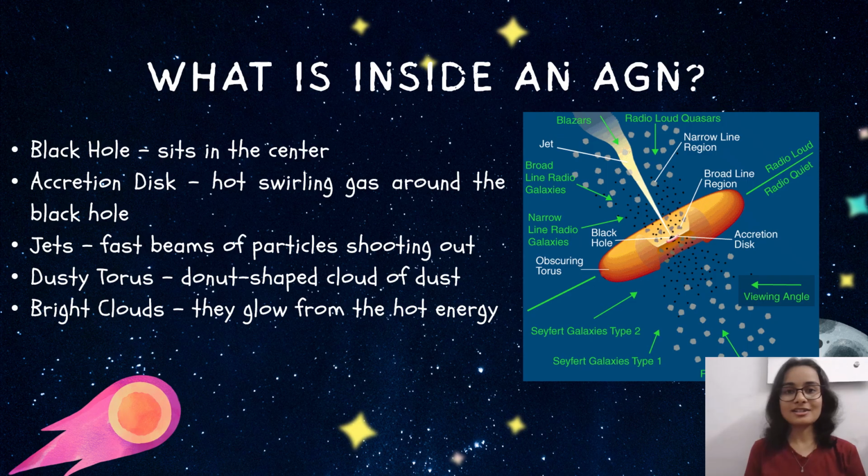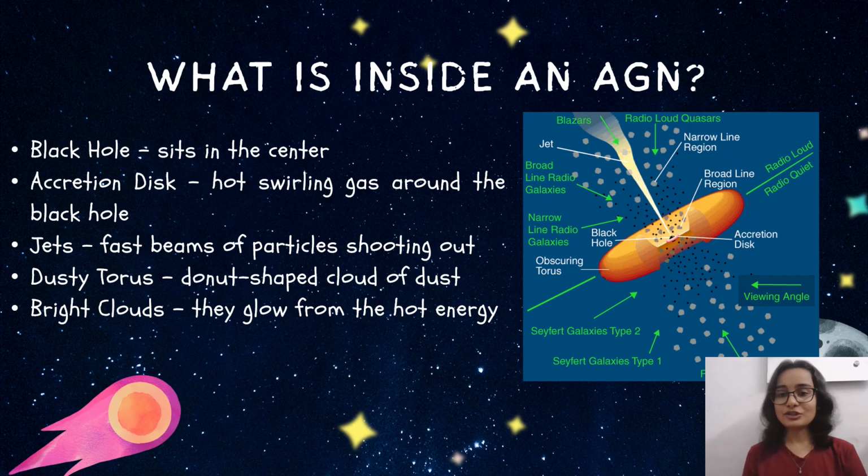Another important thing is jets. Some of these AGNs emit something called jets. Jets are basically beams of fast moving particles. These particles move as fast as light. That is why the radiation emitted from these jets is called relativistic radiation, or since these jets do not emit heat, it is also called non-thermal radiation. We will talk more about these jets and how these radiations are generated in our next lecture.